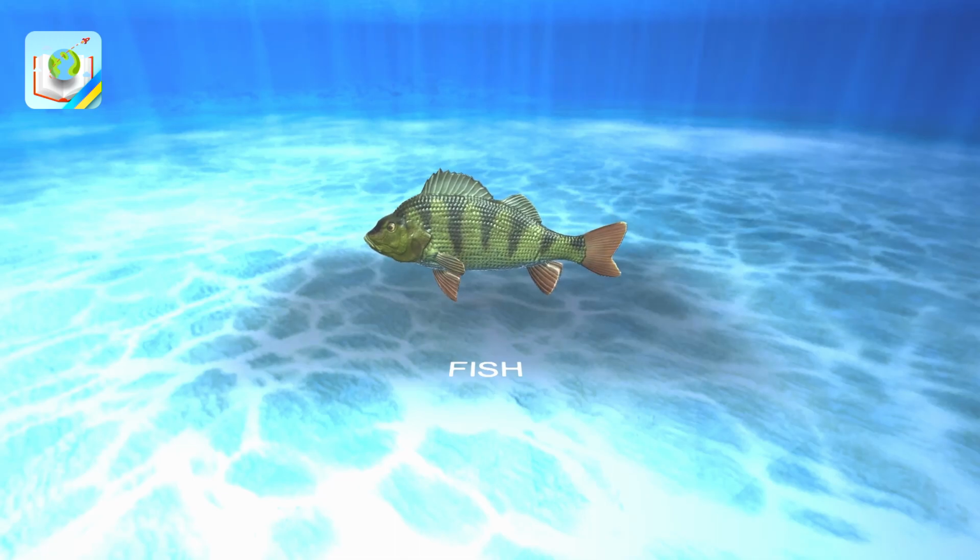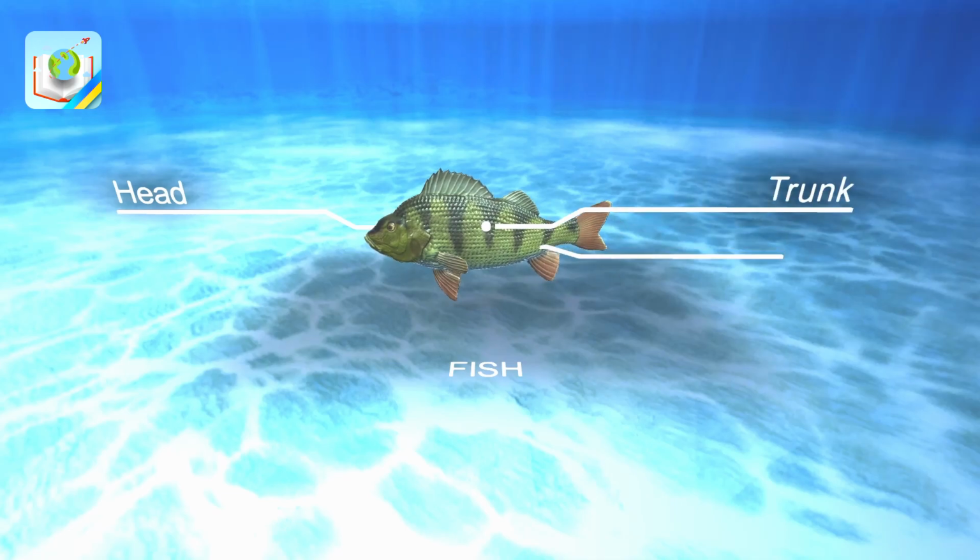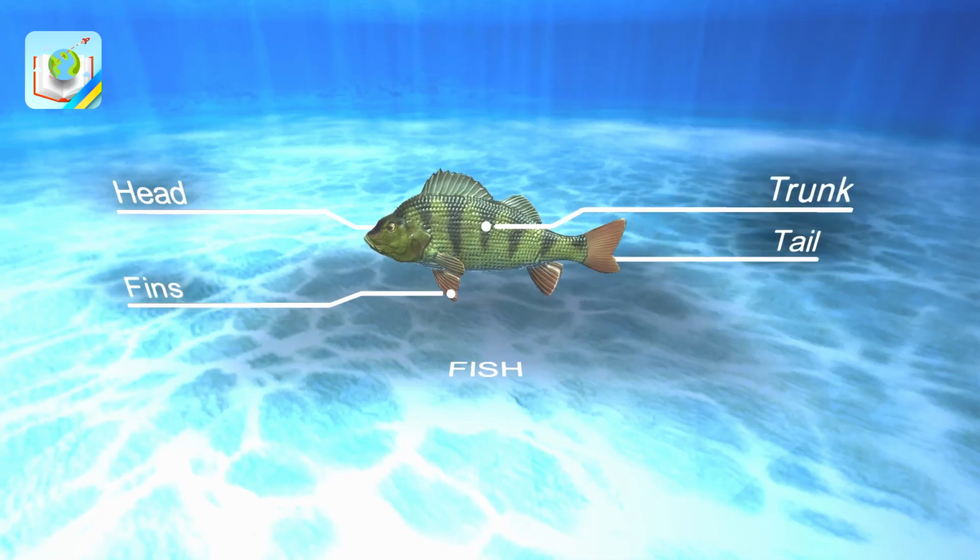We will consider the features of the external structure of fish using the example of a common inhabitant of freshwater bodies of Ukraine, European perch, common. The body of the fish is divided into the head, trunk, and tail.